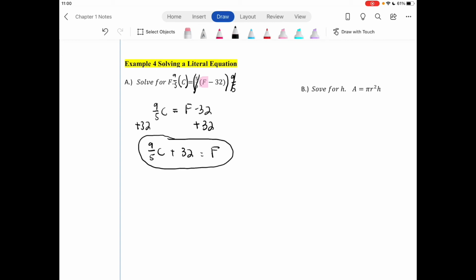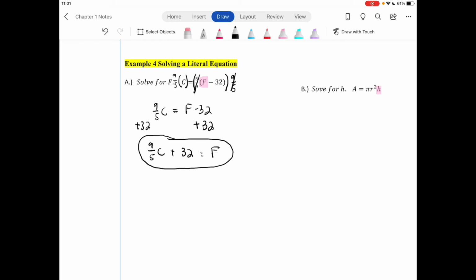Next, we have an equation that we can use to find the area. If we want to solve for h, the h needs to be isolated. If we look at what operation's happening between the h and everything else on that right-hand side, we're multiplying by pi, and we're also multiplying by r squared.